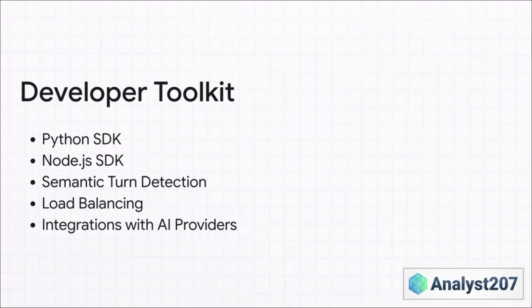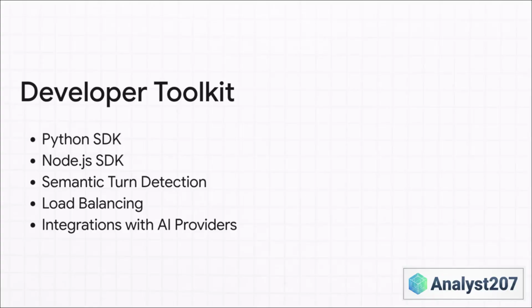And this isn't just some high-level idea. It's a real practical toolkit. You get SDKs for Python and Node.js. It takes care of tricky stuff like load balancing. But I really want to zoom in on one thing: semantic turn detection. This is a game changer. It's how the AI knows when you're actually done talking, just like a real person would. So no more of those super awkward interruptions.